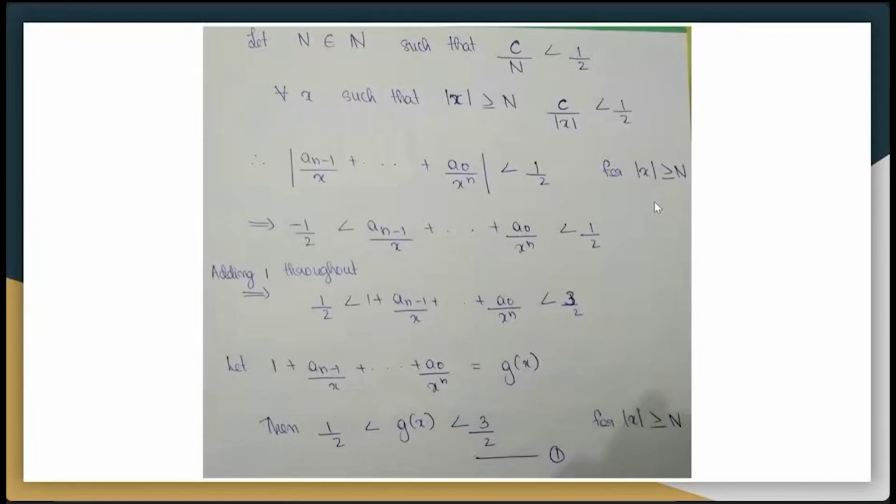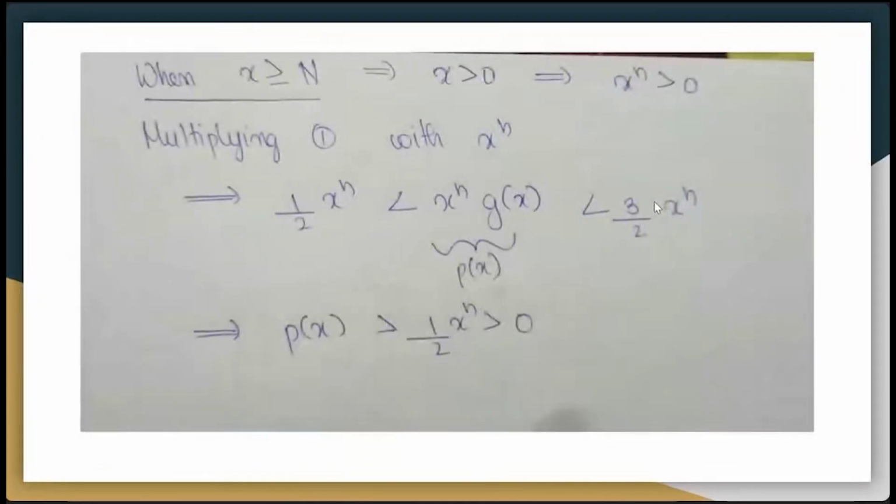So I have two cases in this to be applied on equation number 1. That will be when x is greater than or equal to n. If my x is greater than or equal to n, where n is a natural number, I can say that x will always be greater than 0. If x is greater than 0, then x to the power n is also greater than 0. If I multiply my equation 1 with x to the power n, then I get 1 by 2 x to the power n is less than x to the power n g of x less than 3 by 2 x to the power n.